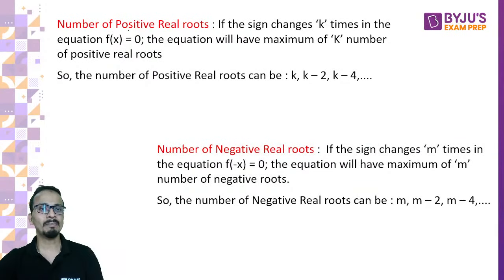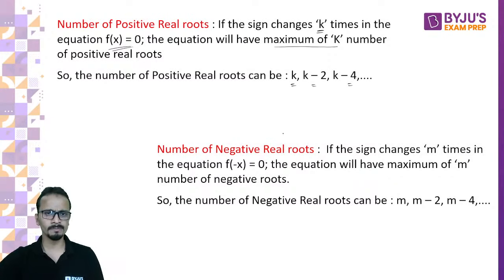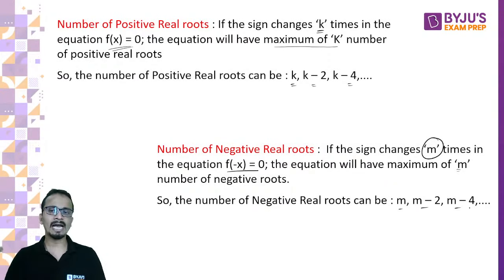Okay, so for the number of positive real roots, if the sign changes k times in f(x), then the equation will have a maximum of k positive real roots. The other possibilities can be k, k minus 2, k minus 4 and so on. Talking about the number of negative real roots, if the number of sign changes in f(-x) is m, then the equation will have a maximum of m negative real roots, and the other possibilities can be m, m minus 2, m minus 4, and so on.